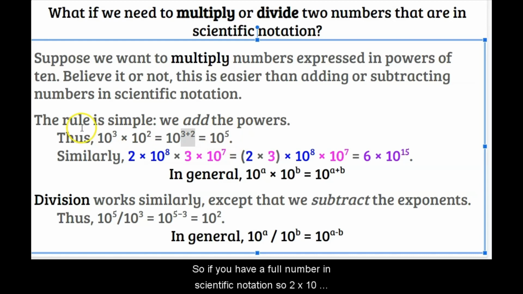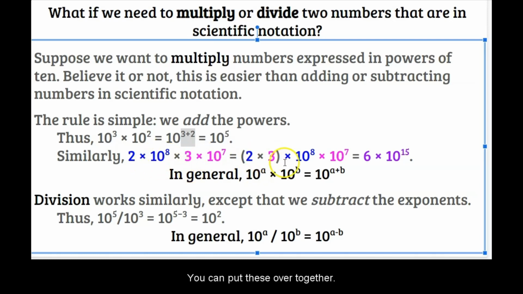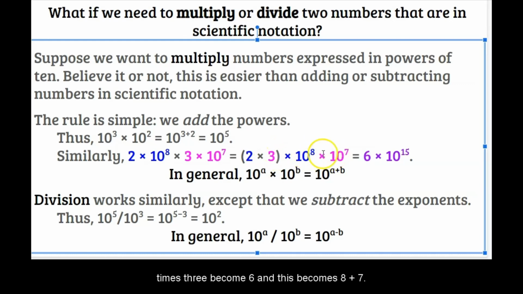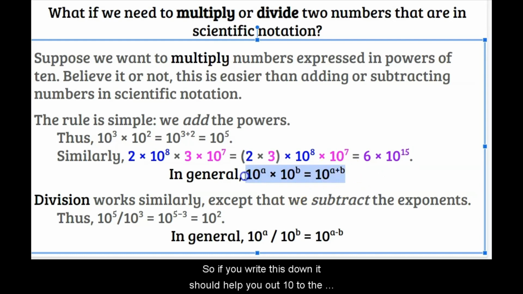So if you have a full number in scientific notation, so 2 times 10 to the 8th times another scientific number, 3 times 10 to the 7, you can actually separate it so that you can work with it. You still have 2 times 3, but you can put these over together, 10 to the 8th times 10 to the 7, which ends up being 10 to the 8 plus 7. And 8 plus 7 is 15, 2 times 3 is 6, and so the 2 times 3 becomes 6, and this becomes 8 plus 7, which is 15. And so if you write this down, it should help you out. 10 to the a times 10 to the b is 10 to the a plus b.